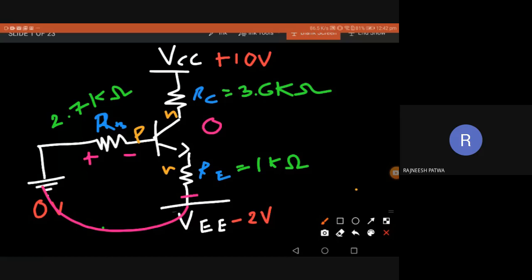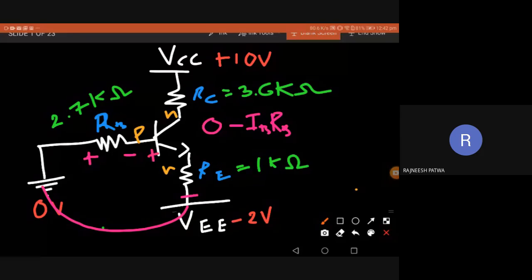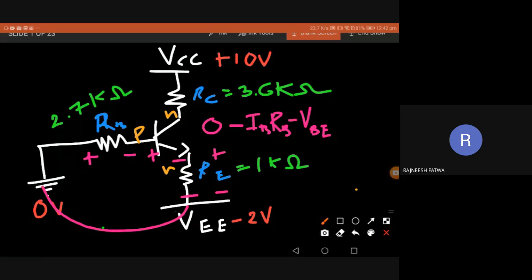So minus IB RB. Again VB should be minus. This is plus, P is plus, N is minus, again minus VBE. Okay. Again there is a current flow from top of the resistance RE to the bottom of the resistance, so again minus IE RE. Now the voltage source, I'm seeing the minus starting, then minus to plus, again plus 2, that is plus VEE equal to 0. Getting it? If this is clear, I think it is half done.